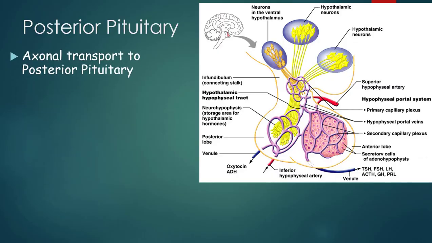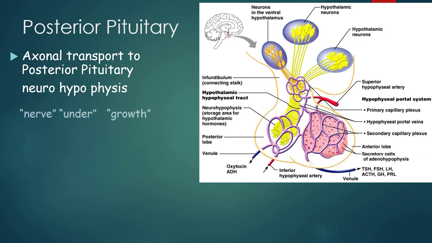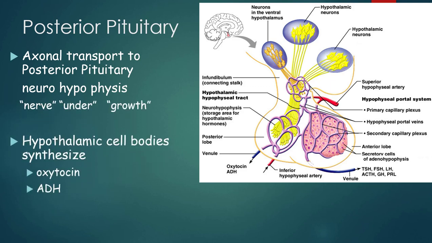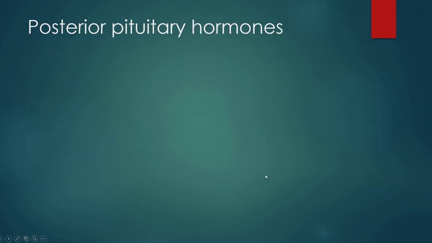Posterior pituitary. Axonal transport to the posterior pituitary. Here the cell body is in the hypothalamus, and the axons of these reach the posterior pituitary, and then the hormones or signals or factors are transported from the hypothalamus to the posterior pituitary gland. Neurohypophysis: neuro means nerve, hypo means under, and physis means growth. It is under the hypothalamus. Hypothalamic cell bodies synthesize oxytocin and ADH.